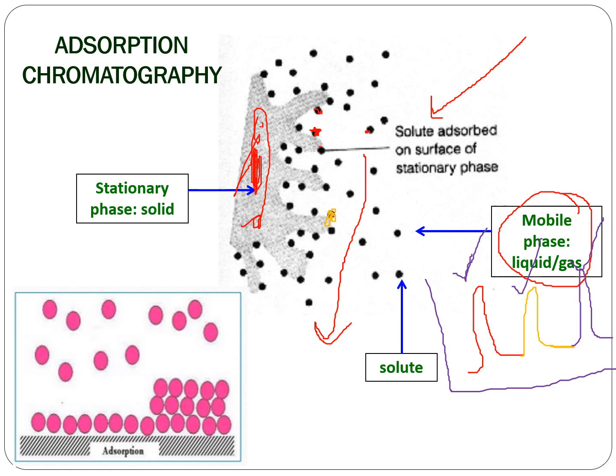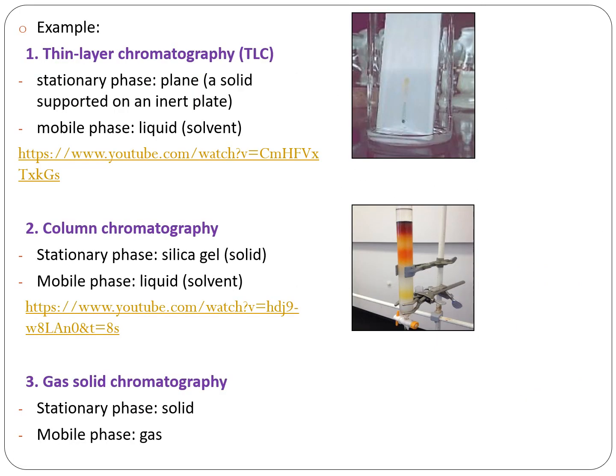Okay. So, there are 3 types of adsorption chromatography. Thin layer chromatography, in which the stationary phase adalah plate. Okay, plate ni yang warna putih ni, in which a solid is supported on an inert plate. And the mobile phase dia adalah liquid. So, for further information, you can go and watch this YouTube on thin layer chromatography.